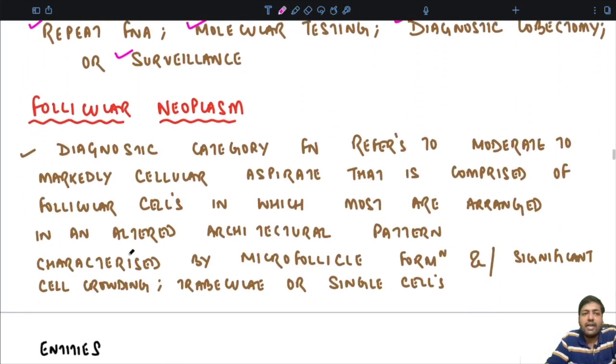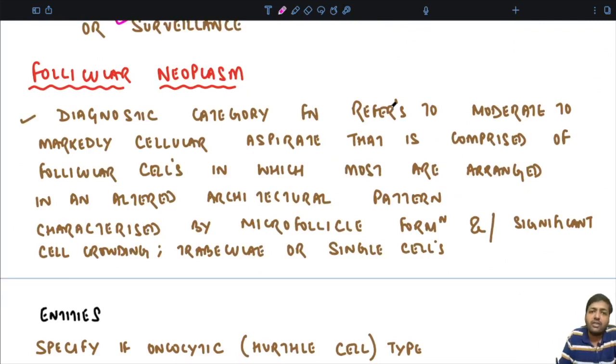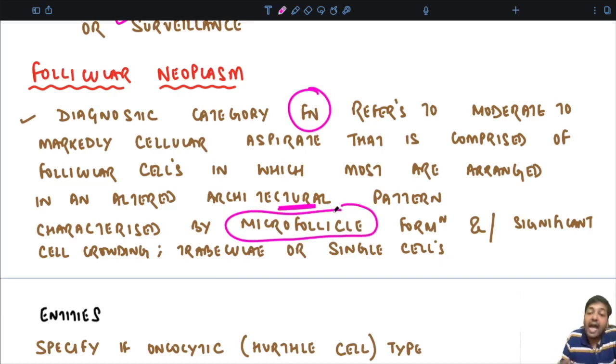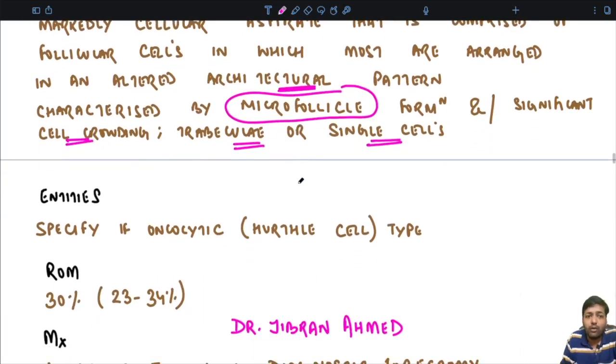The next diagnostic category is the follicular neoplasm. The diagnostic category follicular neoplasm refers to a moderate to markedly cellular aspirate that is comprised of follicular cells, most of which are arranged in an altered architectural pattern characterized by microfollicle formation and/or significant cell crowding, trabeculae or single cells. So this is very, very important. These definitions you have to write in the exam. So the entities which are included over here, remember, you have to just state as follicular neoplasm.